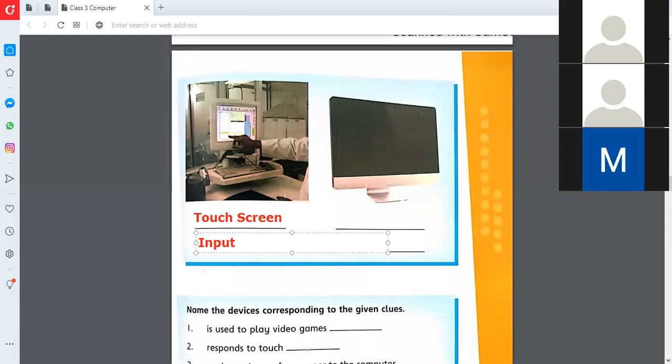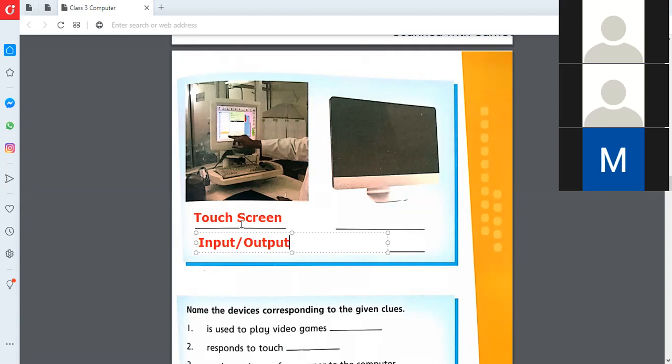If you see on the page number 30, there is a line written at the end of the page. A touch screen monitor or any touch screen thing like tablet, mobile, or screen considered both an input and output device. So it's a input and output device at the same time.